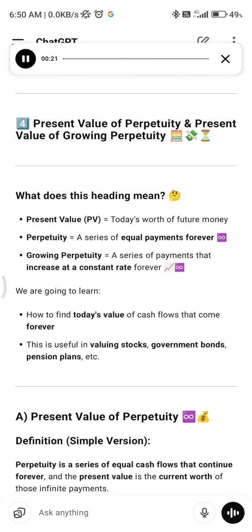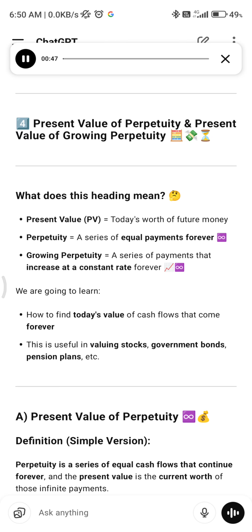What does this heading mean? Present value, PV, current equals today's worth of future money. Perpetuity equals a series of equal payments forever. Growing perpetuity, a series of payments that increase at a constant rate forever. We are going to learn how to find today's value of cash flows that come forever. This is useful in valuing stocks, government bonds, pension plans, etc.